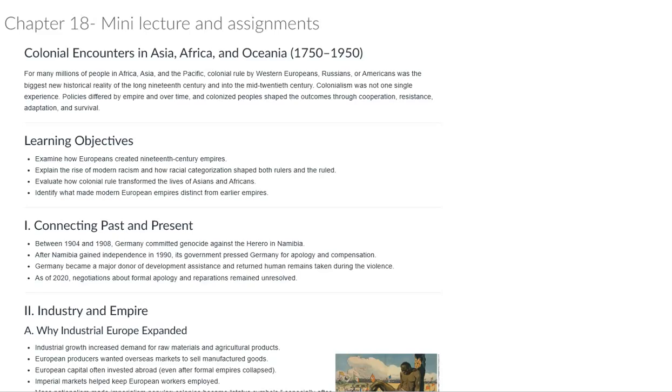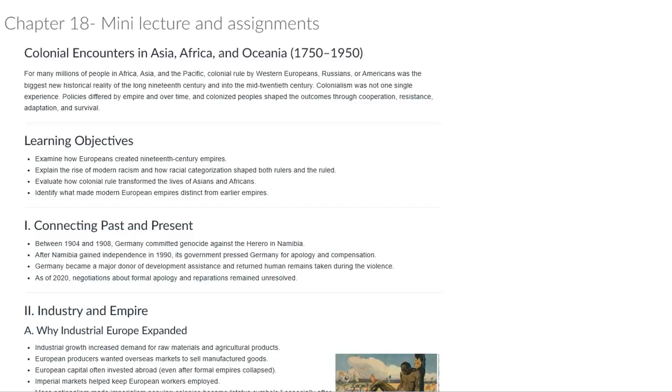All right, so for chapter 18, we are looking at modern imperialism, and we're asking a simple question. How did Europeans build 19th century empires, and what did colonial rule do to the lives of people in Africa, Asia, and Oceania? So I want to start by connecting the past. This is straight from the chapter, right?